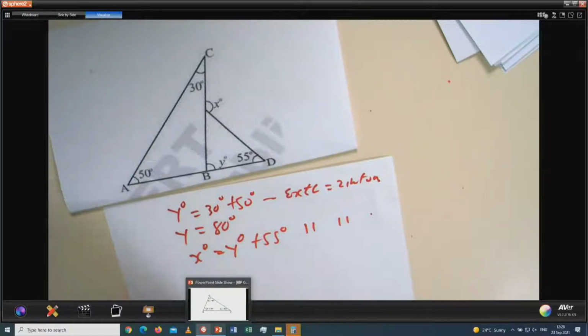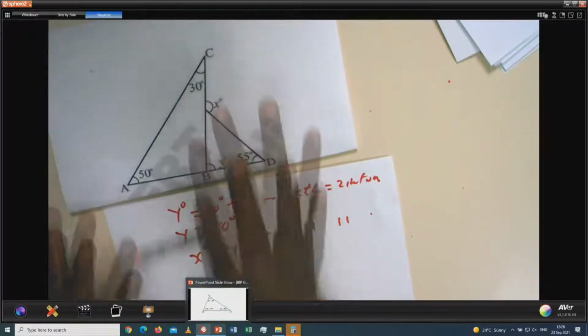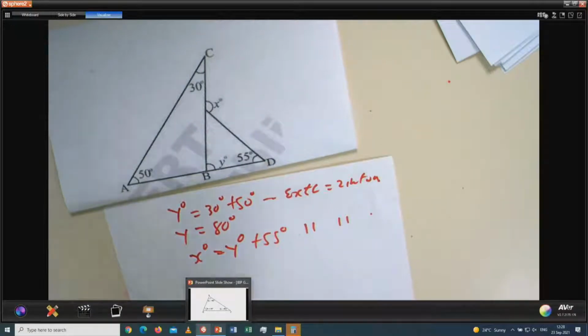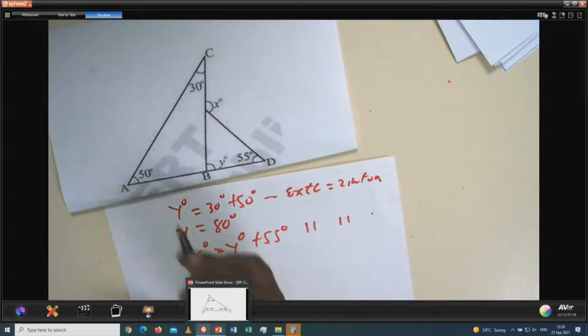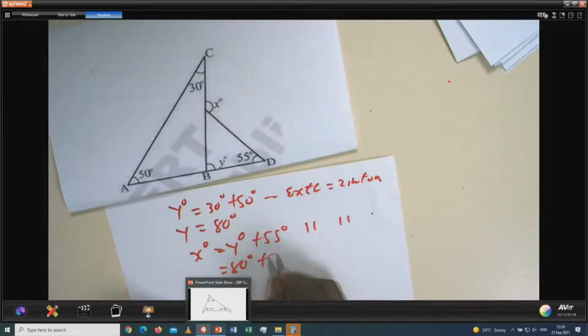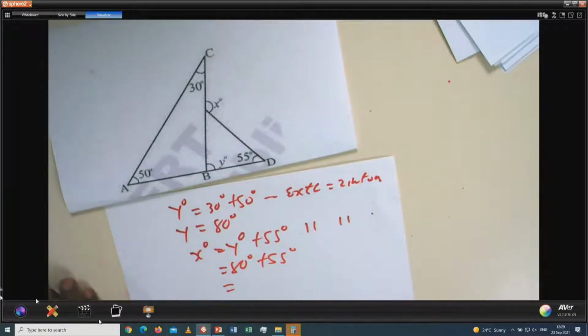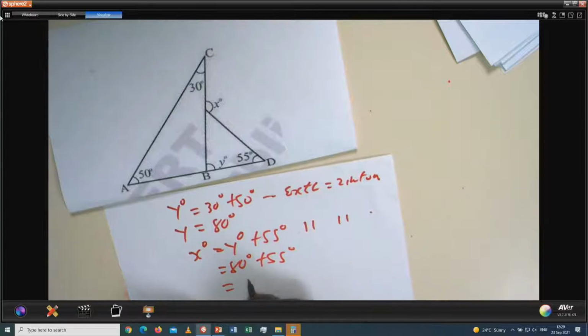You can even bring your coloring pens and try to distinguish between this triangle and that triangle, so that will make life easy for you. Now, we know that our y is 80 degrees, therefore 80 degrees plus 55 degrees is going to give you 135 degrees. That's it.